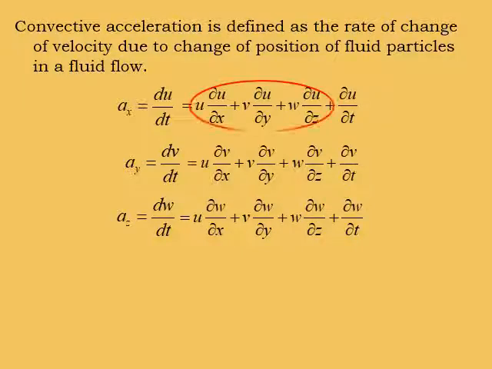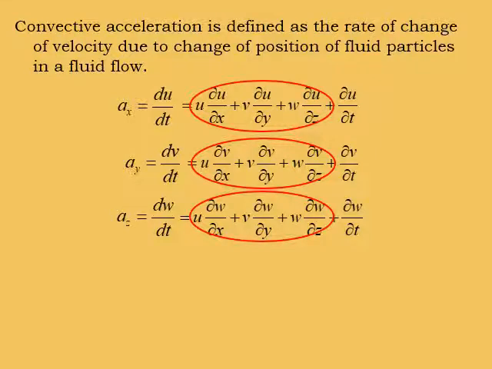So in this expression, u into dou u by dou x plus v into dou u by dou y plus w into dou u by dou z represents a change in velocity with respect to position of the fluid particles. The x, y, z represent the position of the fluid particles, and what is the change in velocity? That is called convective acceleration. Similarly, in the direction of y, this is convective acceleration, and in the direction of z, this term is convective acceleration.